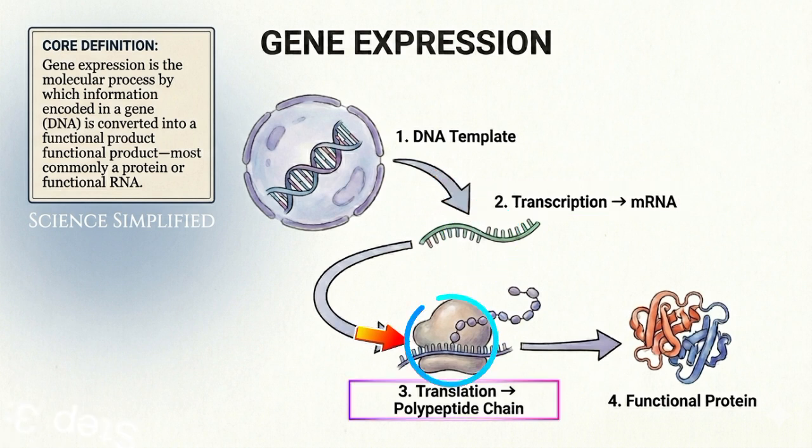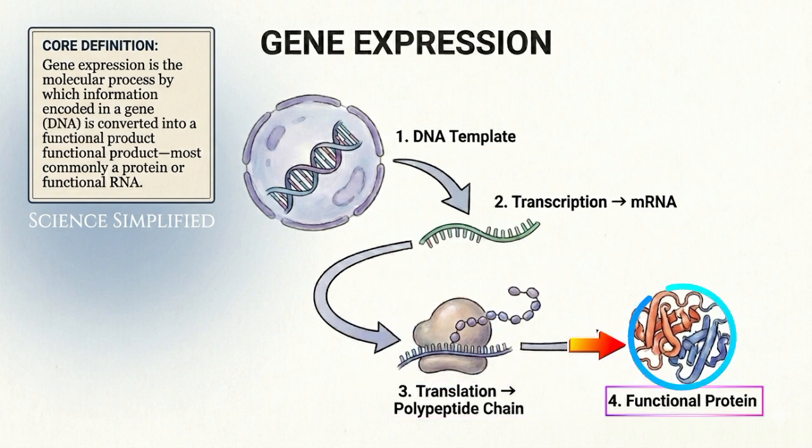Step 3, translation, building the chain. Now, the mRNA arrives at a molecular machine called a ribosome, shown as the beige structure. This is step 3, translation. Here, the ribosome reads the code on the mRNA 3 letters at a time. Based on that code, it grabs specific amino acids and links them together. This creates a long chain called a polypeptide chain. If DNA is the language, translation is the act of reading that language to build something tangible.